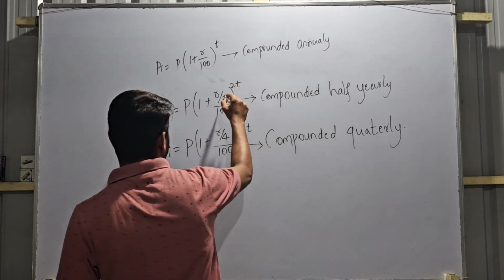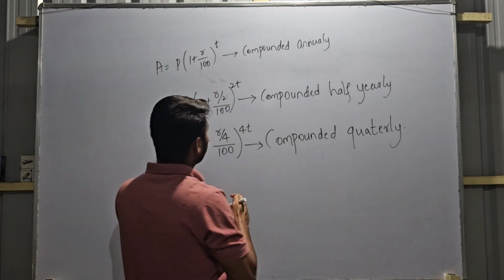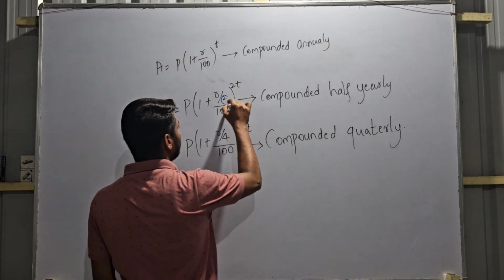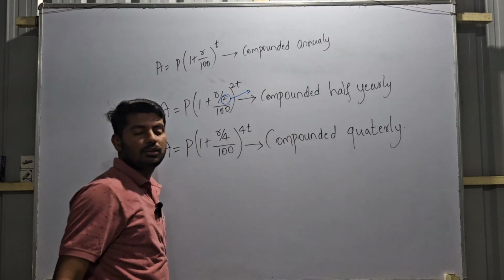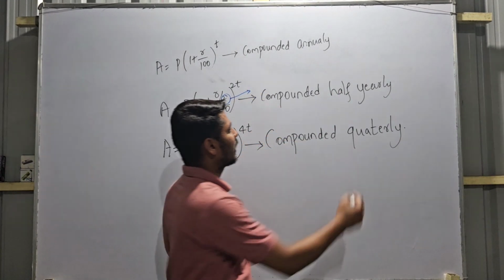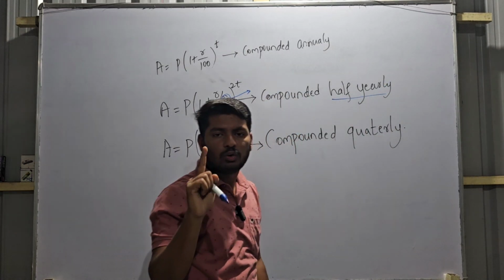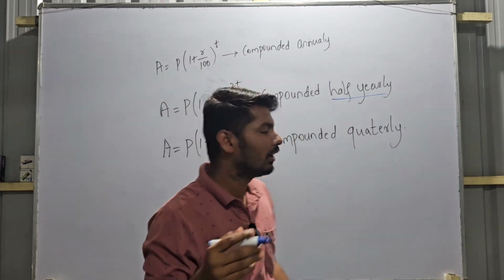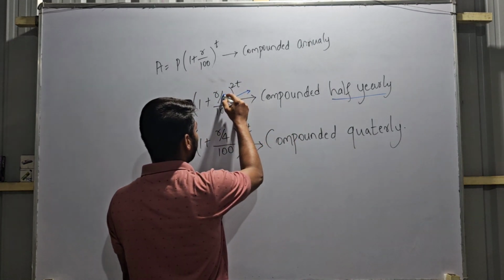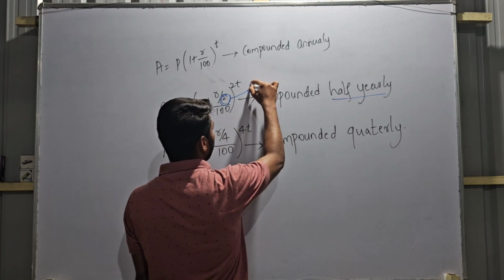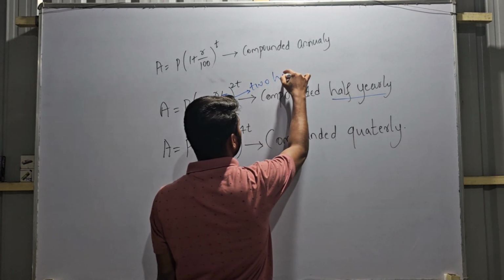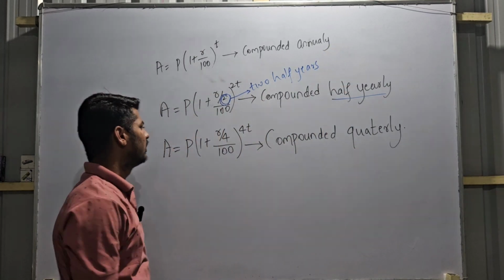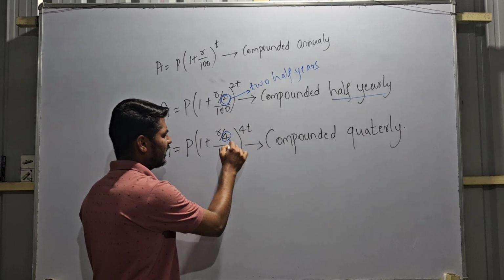Here students, I have taken 2, right? Why have I taken 2 here? This one, because compounded half yearly. Half yearly means in one whole year there are 2 half years, that is 6 months, 6 months. So for that reason we have taken 2, that is 2 half years. And if you observe here, we have taken 4.